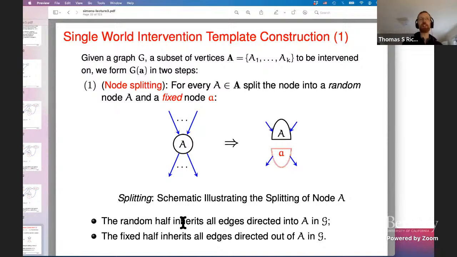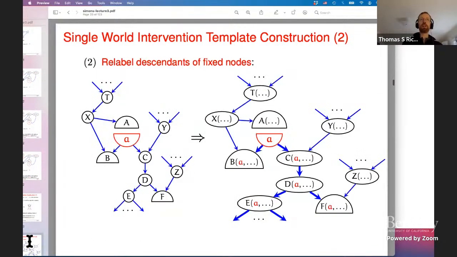The random half will inherit all the edges directed into A in G, and the fixed half will inherit all the edges directed out of A in the original graph. So the fixed part gets the child edges, and the random half gets the parent edges. And then in the simplest scheme, we just relabel everything that is downstream of this fixed node in the graph after we make the splits, with that fixed node.